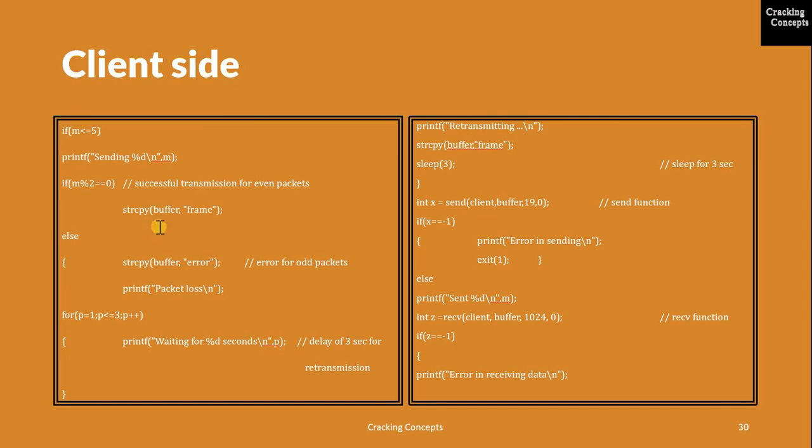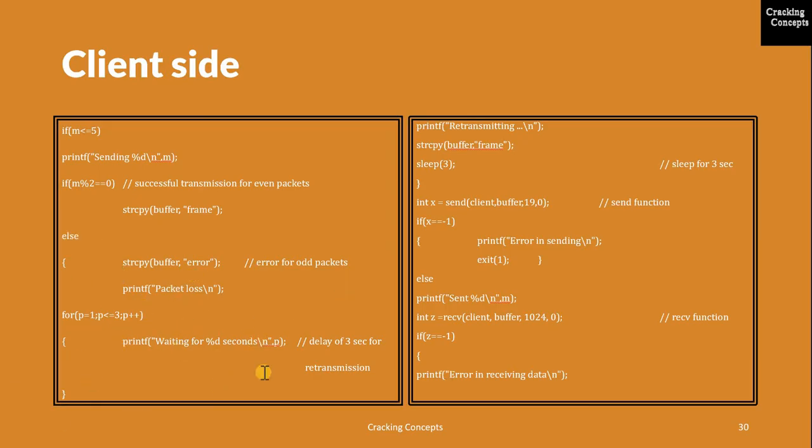So again, it will check if the current sequence number is even or not. If it's even, then the frame has to be sent properly. So the string copied to the buffer will be frame and it will be sent. In all the other cases, I will send this string as error. So after seeing this, the receiver will understand that the packet received is from an odd sequence number. Then I'll report it as a packet loss.